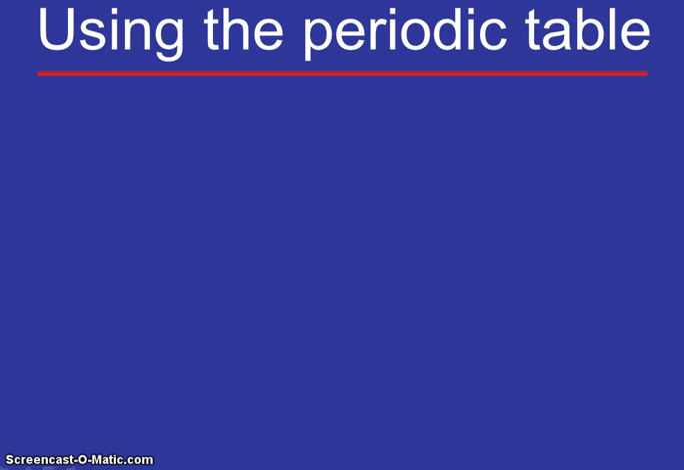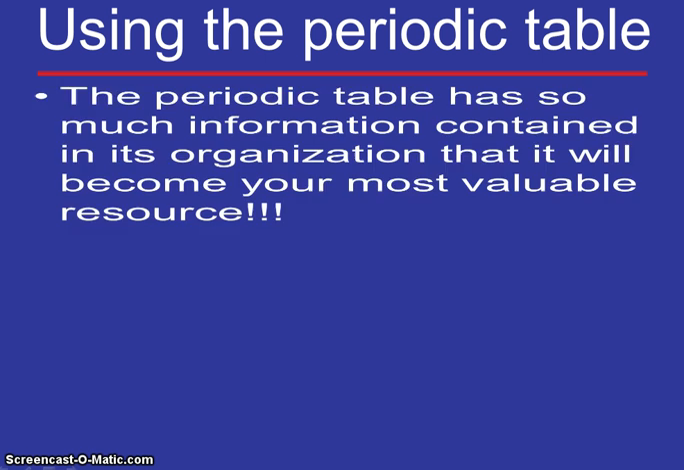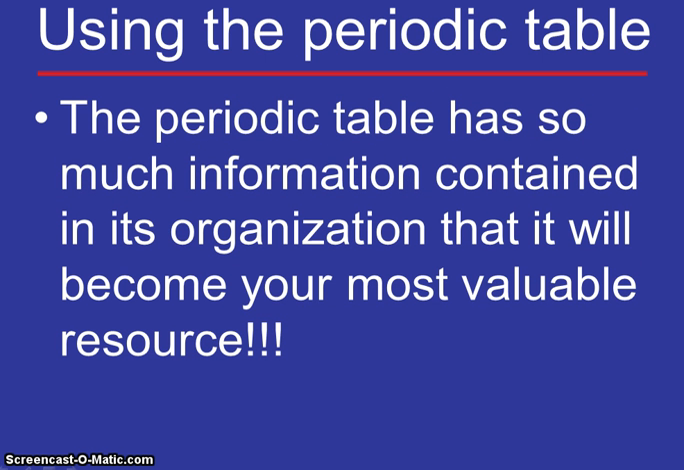The elements do not have the properties because of their positions on the table, but rather both the position and the properties arise from the electron configurations of the atoms. So the periodic table has so much information contained in its organization that it will become your valuable resource in our course.